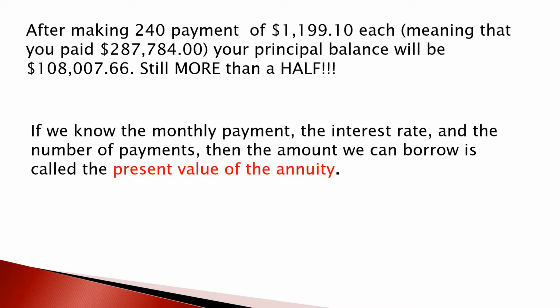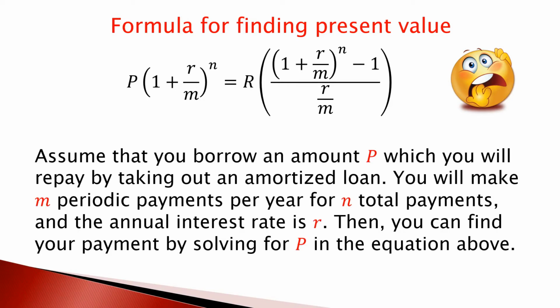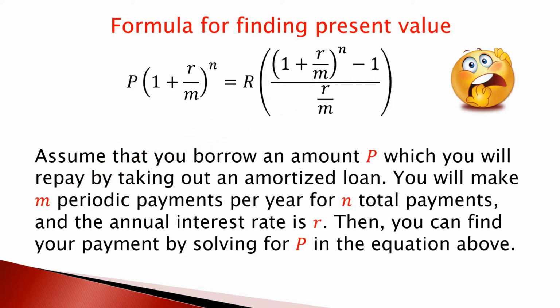amount we can borrow is called the present value of the annuity. We're going to use absolutely the same formula for finding the present value. However, this time, we're going to solve for big P. So assume that you borrow an amount P, which you will repay by taking out an amortized loan. You will make M periodic payments per year for N total payments. And the annual interest rate is little r. Then you can find your payment by solving for P in the equation above.